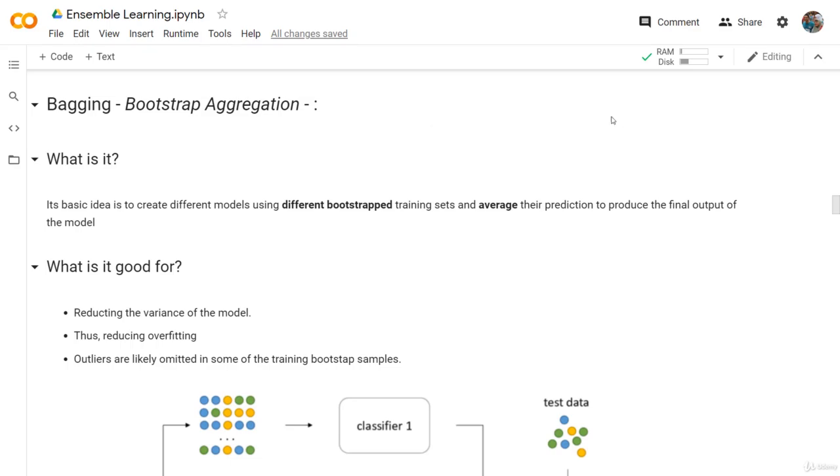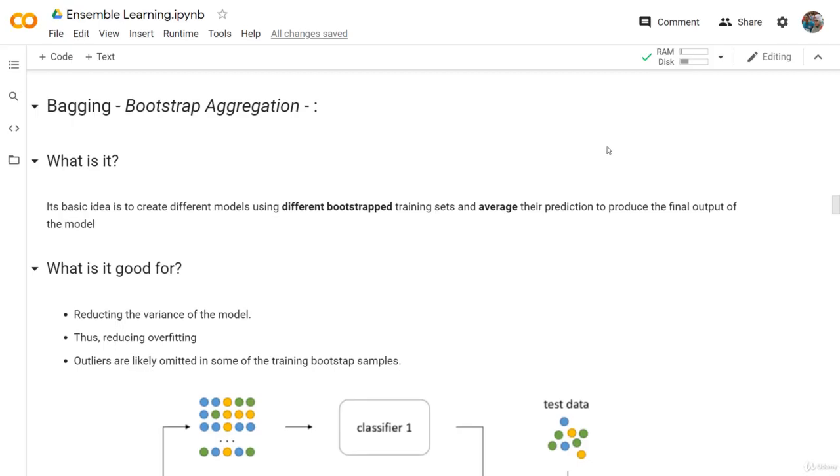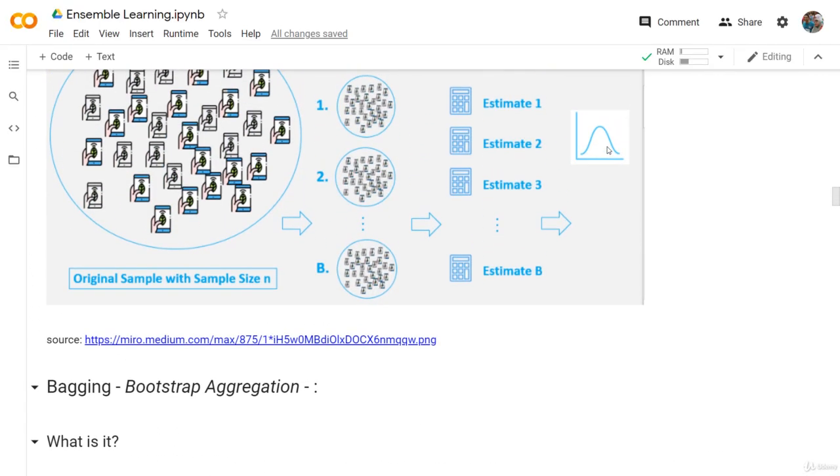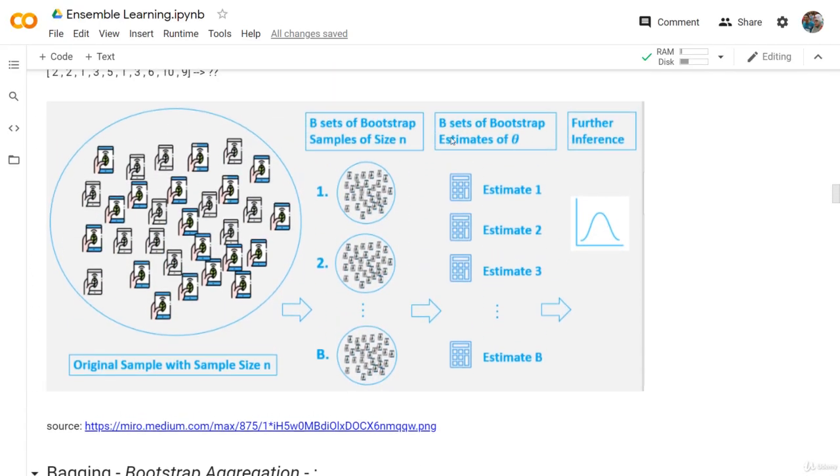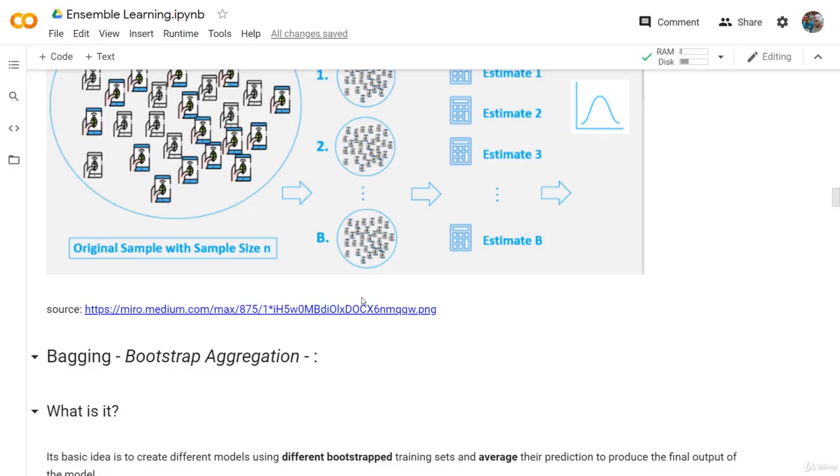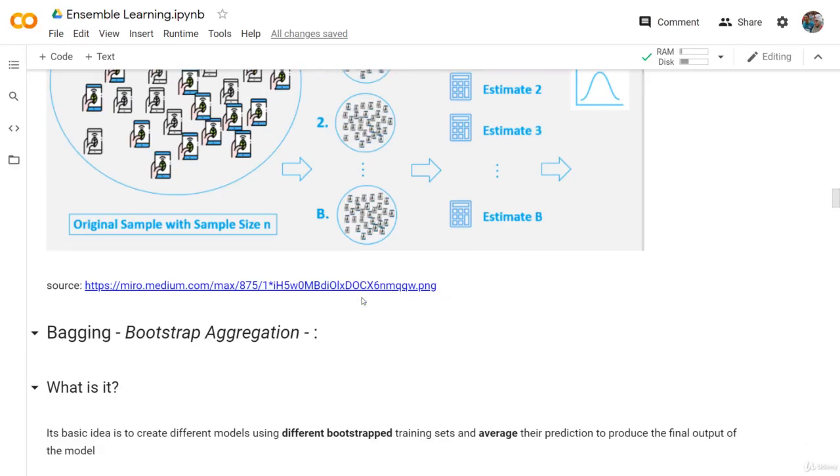Why? Because the chance of having outliers in our bootstrapped samples is very, very low. Here we can have 100 examples, and out of these 100 examples we have 2 outliers, for example, okay? So the chance of these 2 outliers appearing in many bootstrapped samples is very low, and when we take the average, the outliers' influence is very small. So that's why bagging is very robust against outliers, okay?